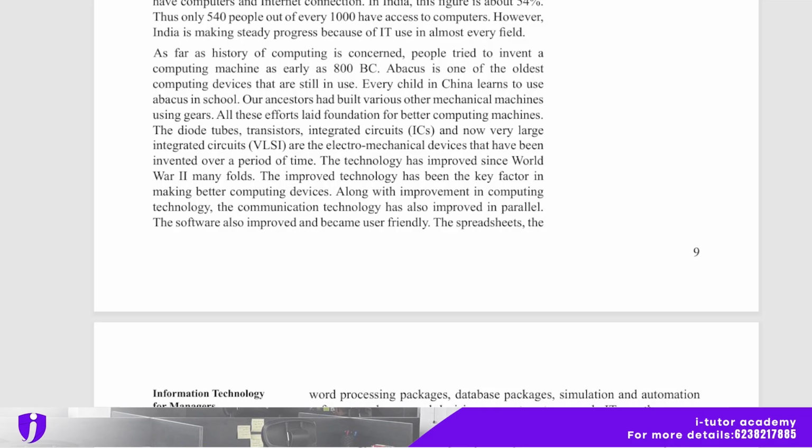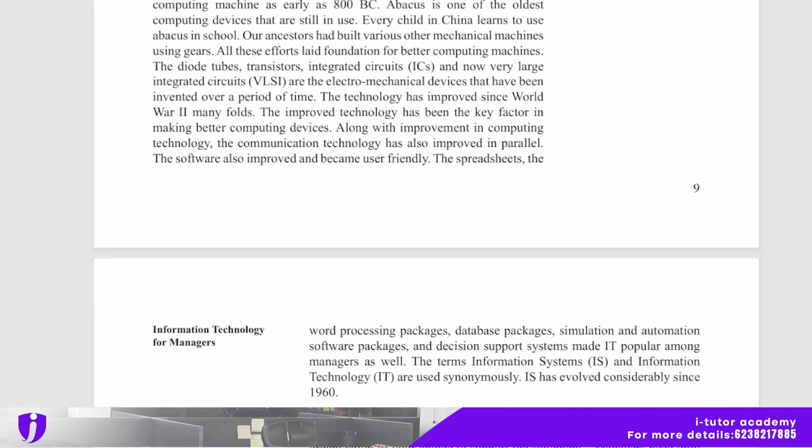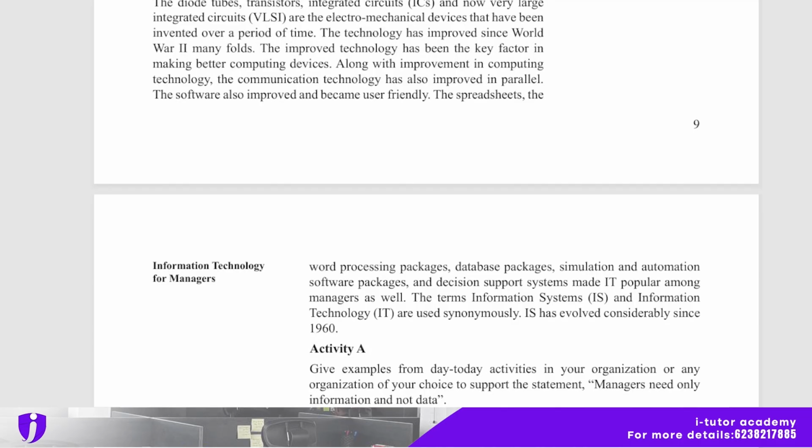The diode, tube, transistor, integrated circuit, that is IC, and now very large scale integrated circuits are the electromechanical devices that have been invented over a period of time. And the spreadsheet, word processing packages, database packages, simulation and automation software packages, and decision support systems made IT popular among managers as well.